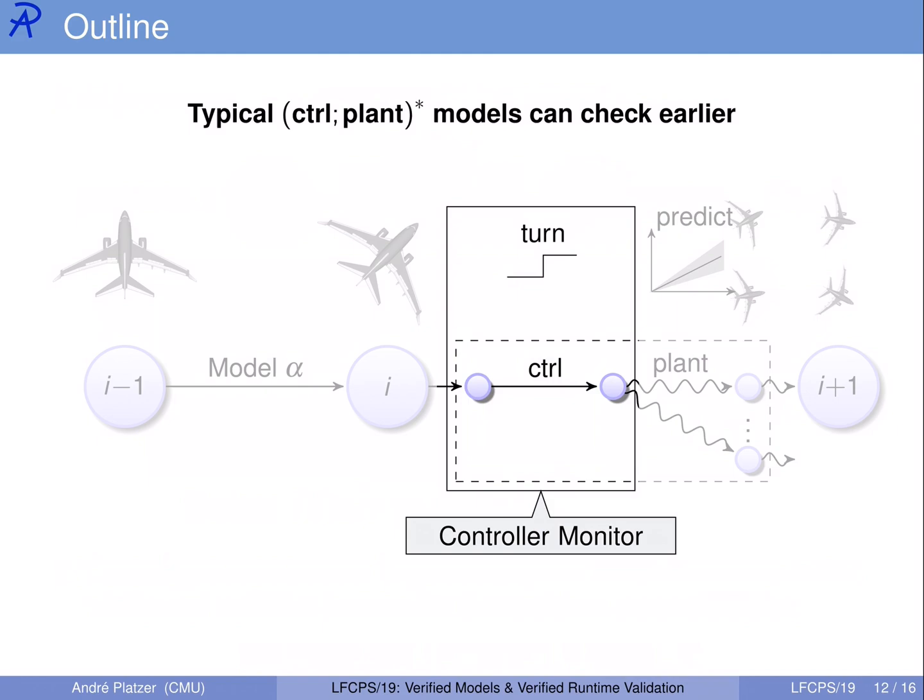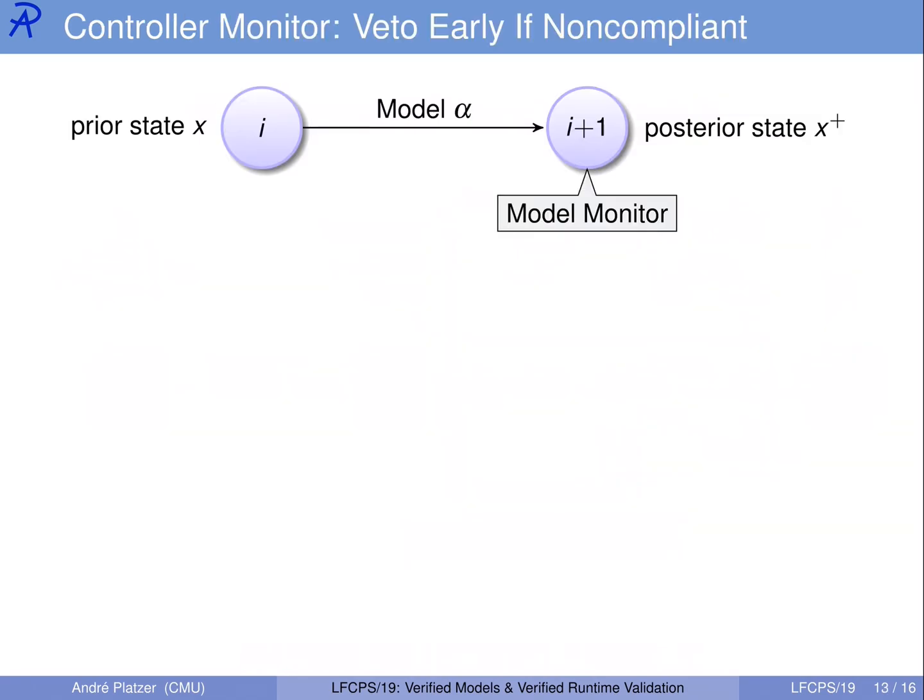Now, let's move on to the question, for typical models that are of the shape control plant repeated, can you do a little bit better by already interfering right after the control run instead of waiting for the entire phase and after the physics run as well? Say, oops, I guess that was bad, maybe we should have interfered earlier. Let's do so. Let's interfere earlier by the controller monitor. But it's sort of the same idea, right?